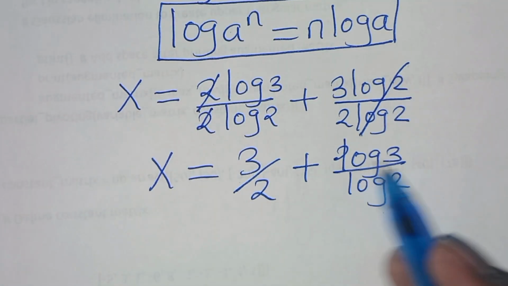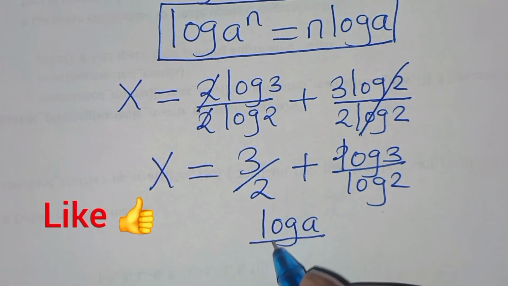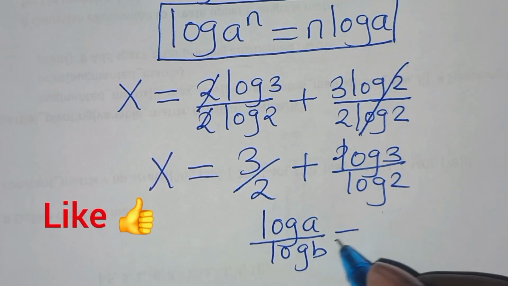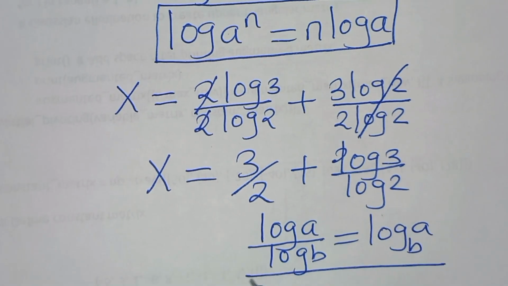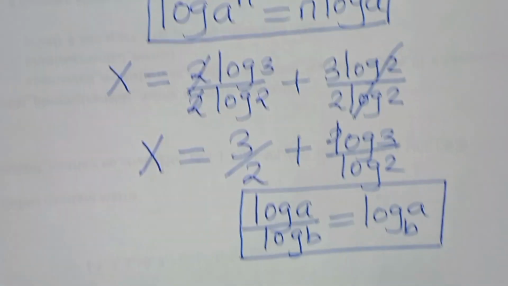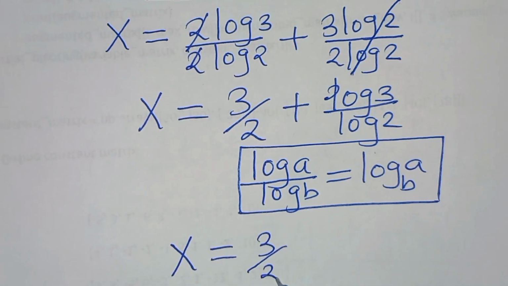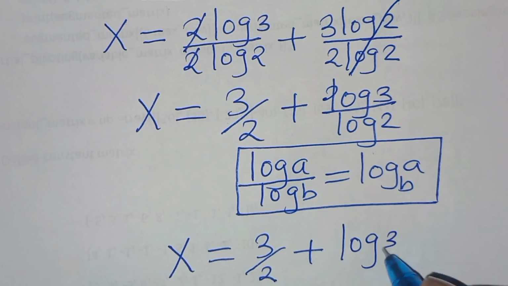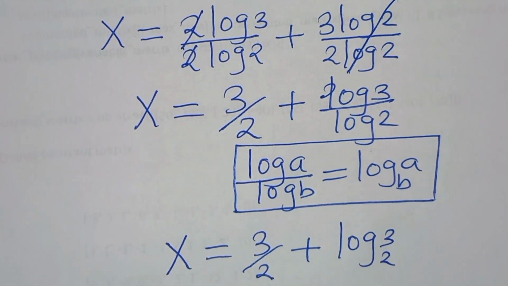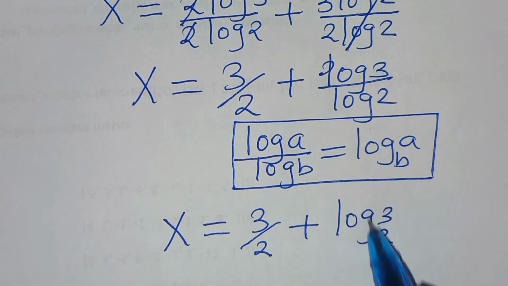The next step is that log 3 divided by log 2 is in the form of log a divided by log b, which we can express as log a to base b. Applying this logarithm property, x is equal to 3 over 2 plus log 3 to base 2. This is the value of x.